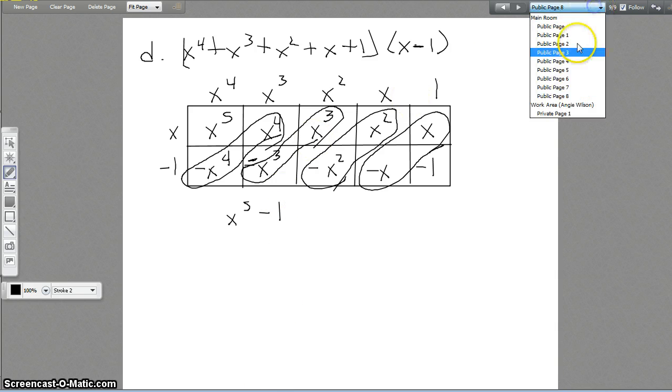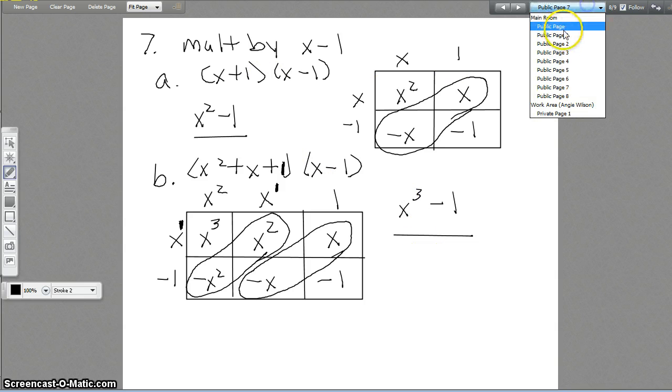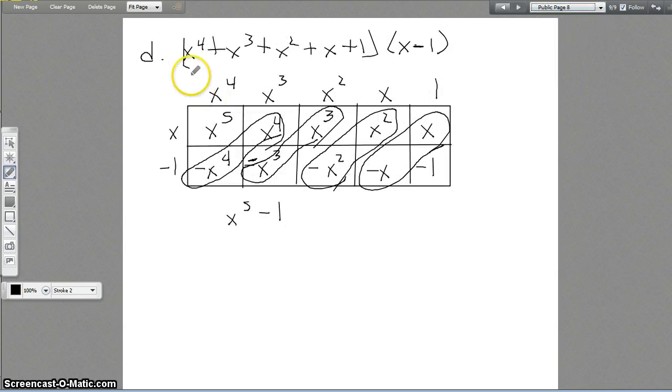So notice that when we had x plus 1 times x minus 1, we got x squared minus 1. When we started with an x squared term, we ended up with an x cubed minus 1. Over here, when we started with an x to the 4th term, we ended up with x to the 5th minus 1. Make that a 5. So what do you think we're going to get if we start with an x to the 10th term, like this?